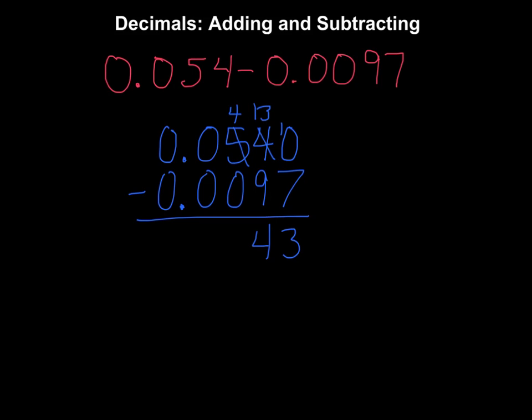4 minus 0 is 4. 0 minus 0 is 0. The decimals need to line up. And then 0 minus 0 is 0. So my answer, 0.0443. And that's how we add and subtract decimals.